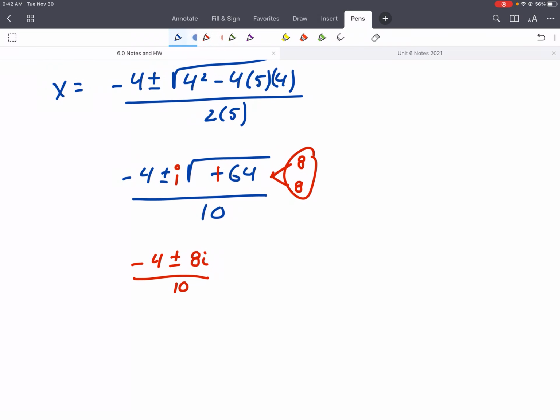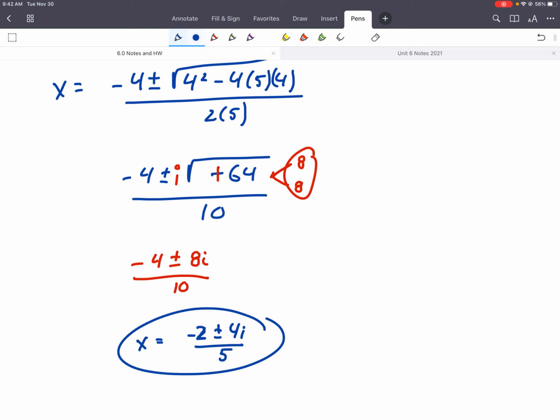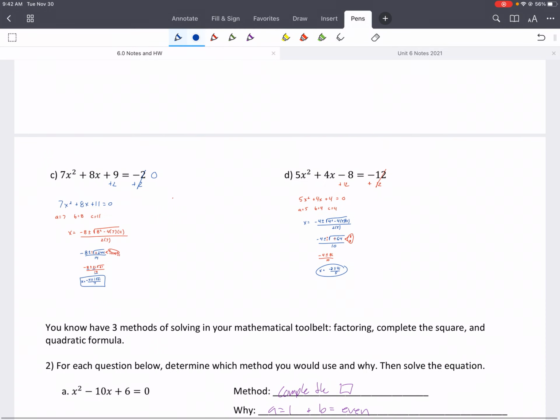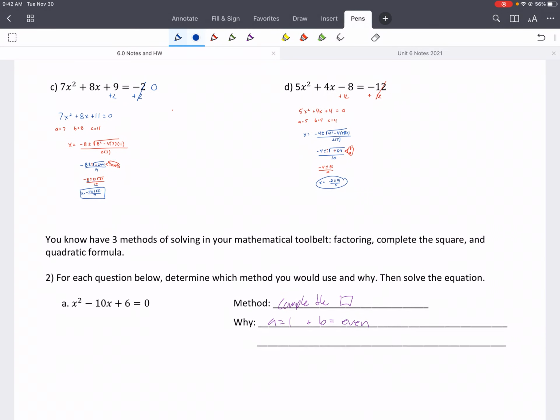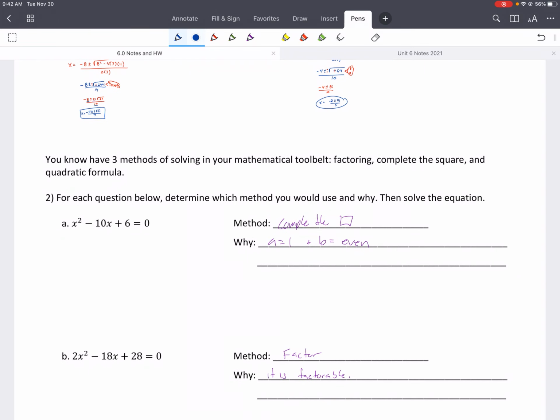And then we'll look at the fraction. What can we divide 4, 8, and 10 by? We can divide everything by 2, so we get x is equal to negative 2 plus or minus 4i over 5. Okay, so that is basically the quadratic formula. Again, it's kind of like a lot of steps, but they're all the same.